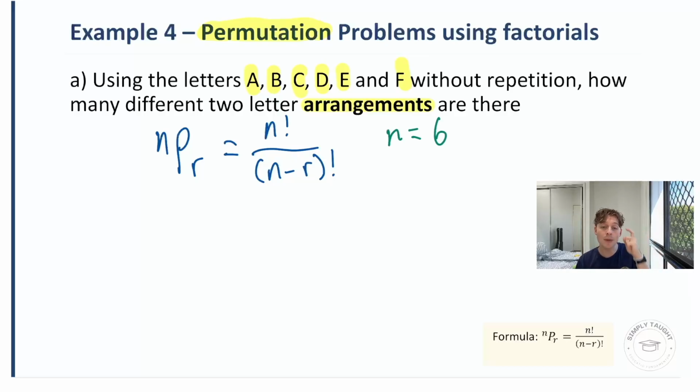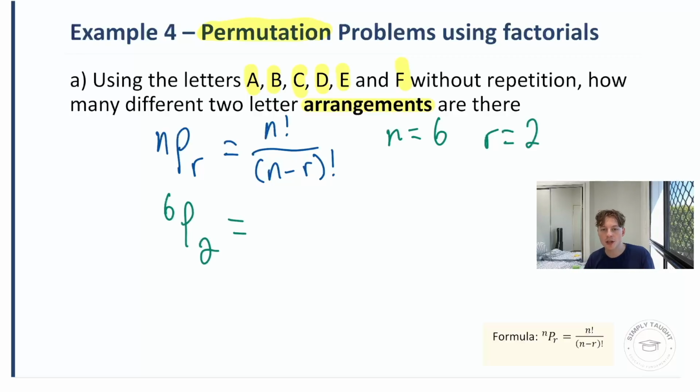r is how many members of the group I am picking. So I like to think n for number, and the P I like to think of as pick. So how many members am I picking? Well, I am picking 2 members from my group of 6. So 6P2 is what I'm trying to find.